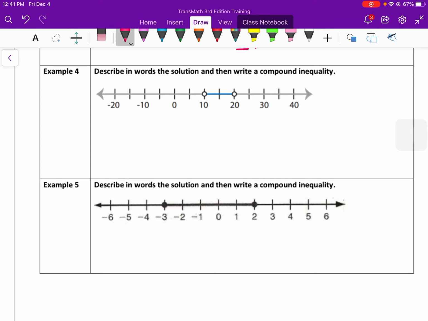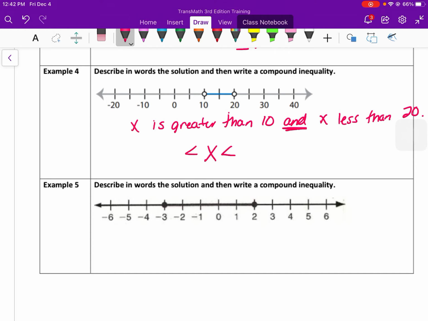Okay, let's try a few more. This one is between 10 and 20. It says that x is to the right of 10, so x is greater than 10. And because it goes between the two, it's and x is less than 20. So we put the x in the middle, and then we write two less than signs. So pointing the same way. And then the 10 goes on the left and the 20 goes on the right. 10 is less than 20. This time we don't put any equal to's because both circles are open.